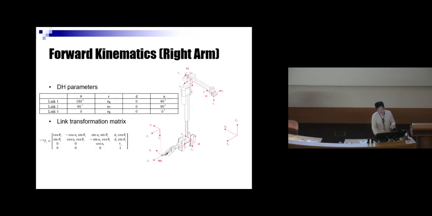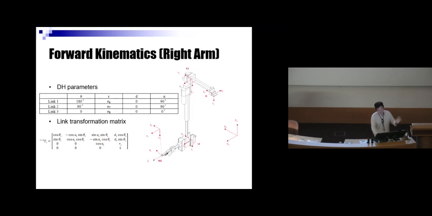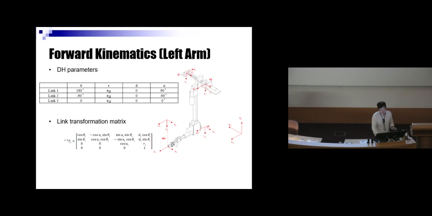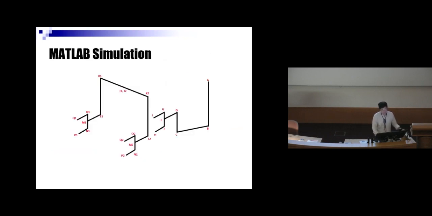So this is for the right arm. This is for the left arm. And this is for the tilt arm. So this is the link transformation matrix. And if you have the transformation from the base to the end effector itself, you will have the forward kinematics.